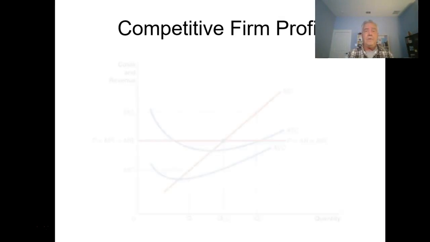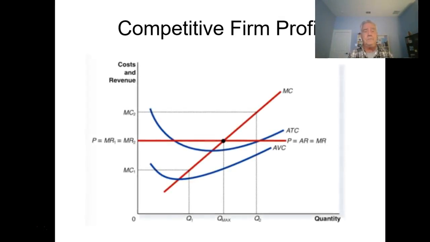Okay, so competitive firms profit. Here's how they make money. The price is equal to marginal revenue, which is equal to average revenue, which is equal to marginal cost. So you'll see that the firm produces a product at marginal cost where the marginal cost curve intersects the marginal revenue curve. And that intersection point is above the average total cost and the average variable cost. The difference between the two is where the firm is profitable.